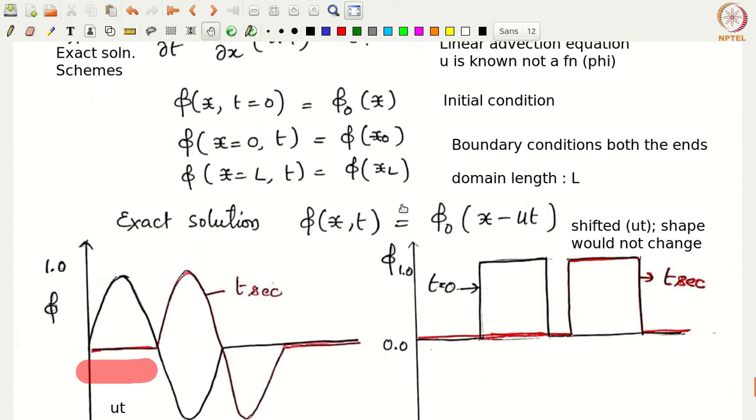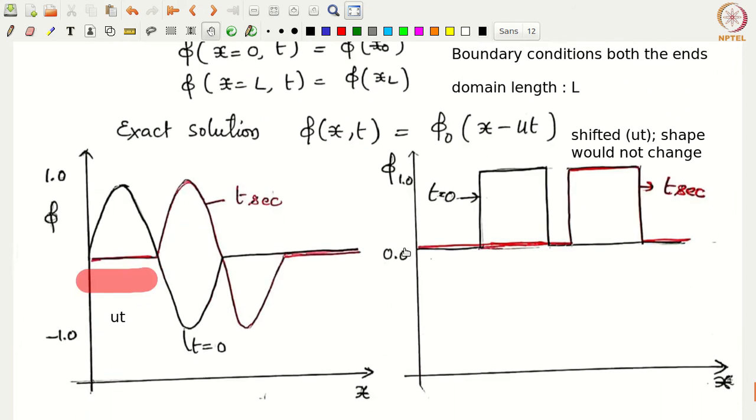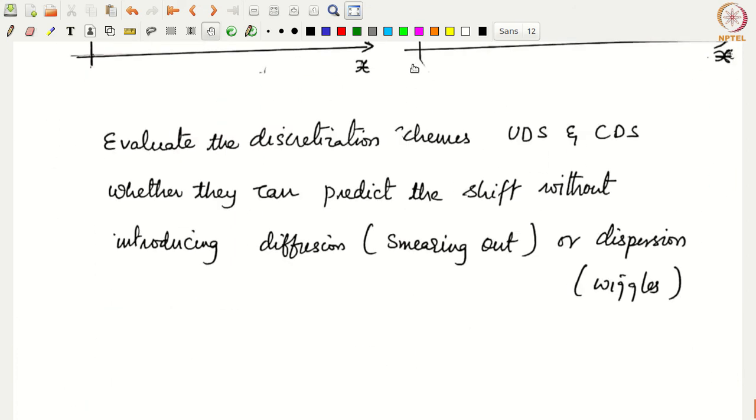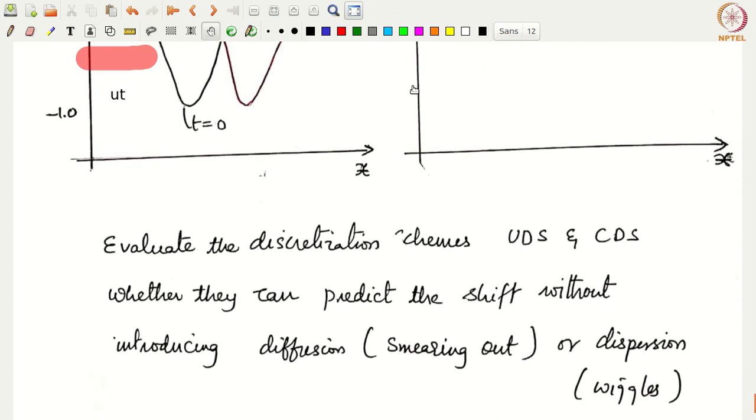All right, I am going to stop here, and we will continue with discretizing the unsteady convection equation using the finite volume method and with different schemes in the next class.